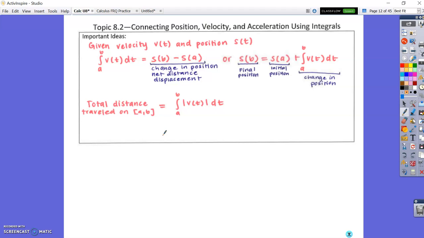Connecting position, velocity, and acceleration using integrals. Given velocity and position, the integral from a to b of v of t dt is the change in position, net distance, or displacement, or S of b minus S of a, the final position minus the initial position. And then for total distance traveled, we need to do the integral of the absolute value, which will take away any backtracking that happened. So again, take a minute, pause the video, and I'm done, and we'll talk about the checking for understanding in the next video.